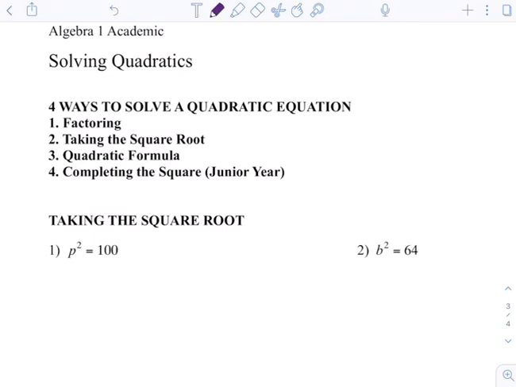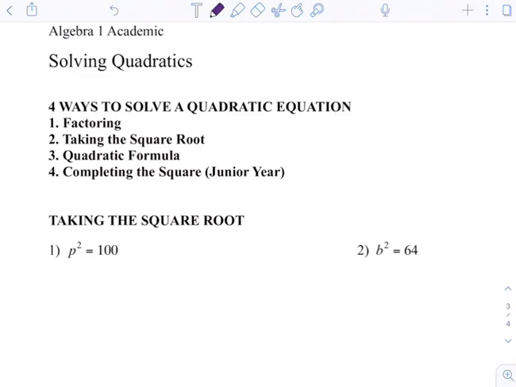The second is taking the square root, probably the easiest method, but it doesn't work in every single case. The third is the quadratic formula, and the fourth is completing the square. So we're not actually going to learn the fourth one because we're going to learn that junior year. And since we already did some examples with factoring, all we're going to talk about now is taking the square root and using the quadratic formula. Okay, so you take the square root.